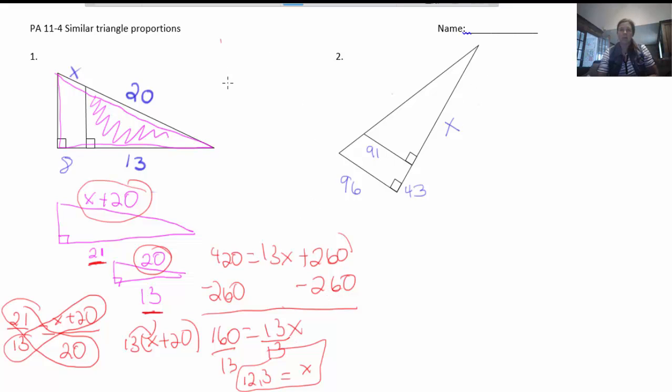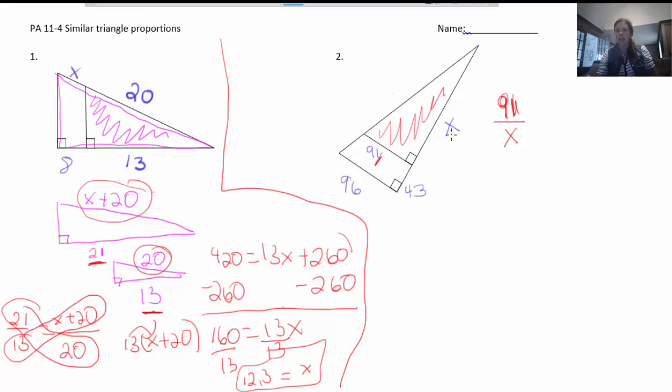Coming over to this one, we have to set it up again. So our little triangle right here is 91. 91 over x, if we did the side over the length. Okay, this side over this side. Then we can also do 96 over, and then it would have to be this whole side. For the big triangle, it's that whole side. So 43 plus x.